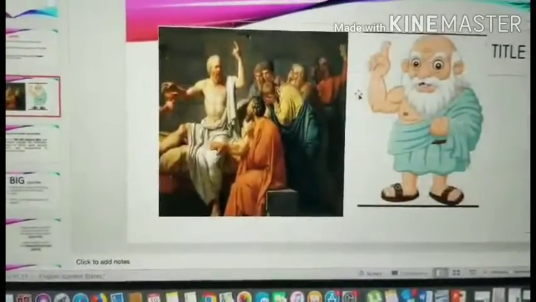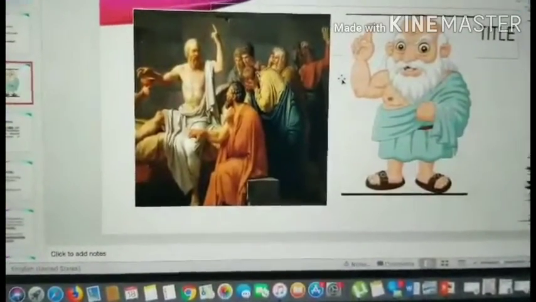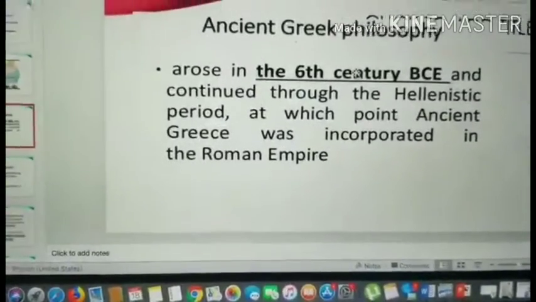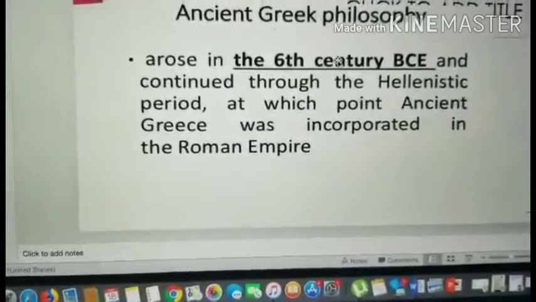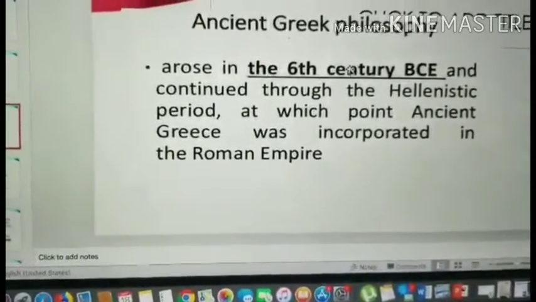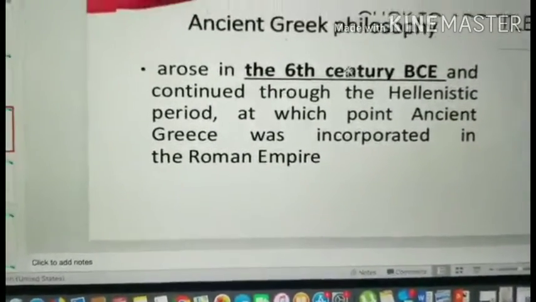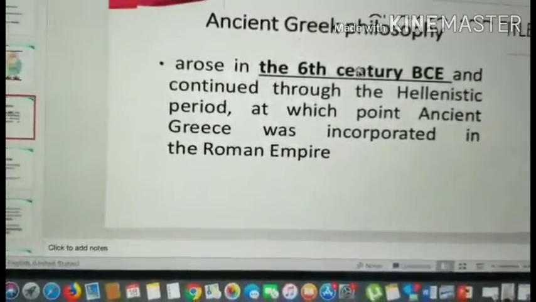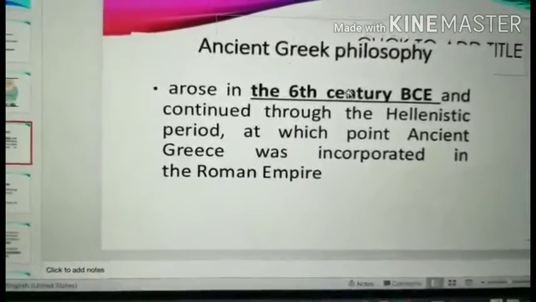Here we have the different pictures of philosophers, and we have ancient Greek philosophy. You can see the definition: it arose in the 6th century BCE, which means before Common Era. And this is the time when he died.